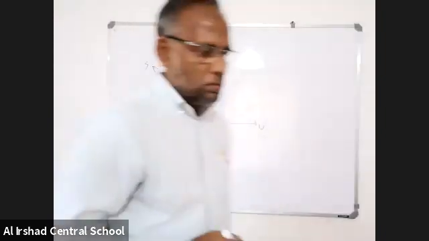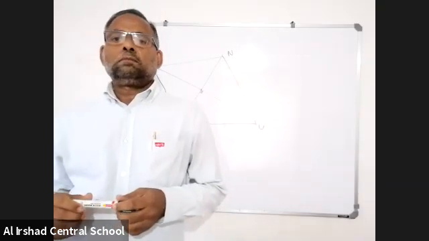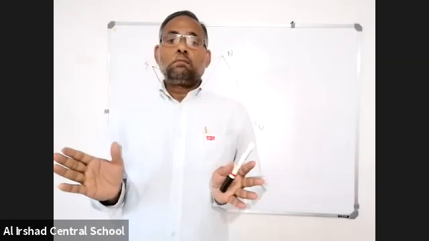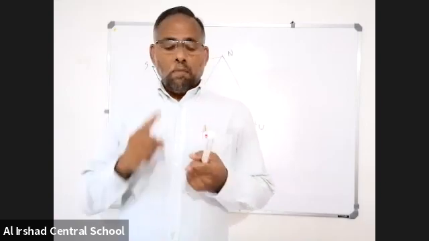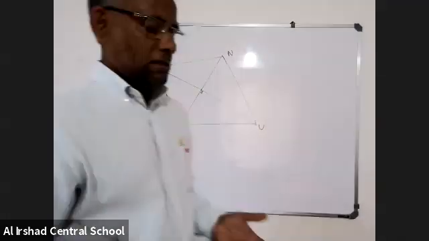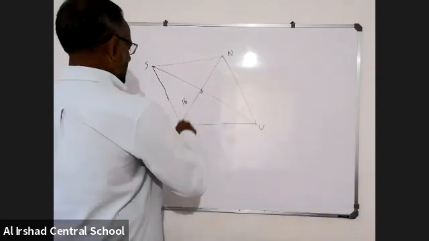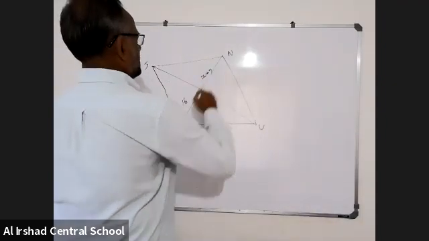Diagonals of a parallelogram bisect each other, cut in two equal parts. That property we can apply. 16 is given here, this is X plus Y.